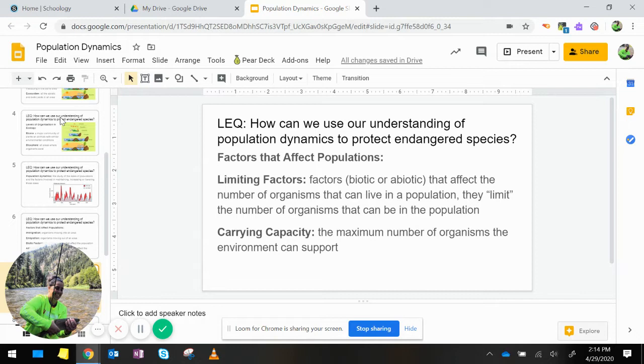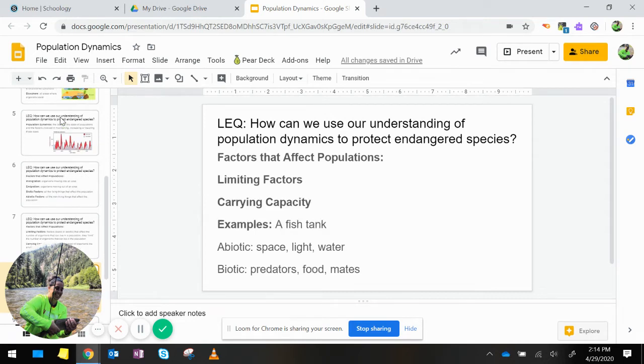Carrying capacity. For all the different populations, there is actually a maximum number of organisms the environment can support, and it can't go over that maximum. So, for example, if we're looking at limiting factors and carrying capacities, and maybe our example was a fish tank, some abiotic factors that might affect the fish tank. Space.